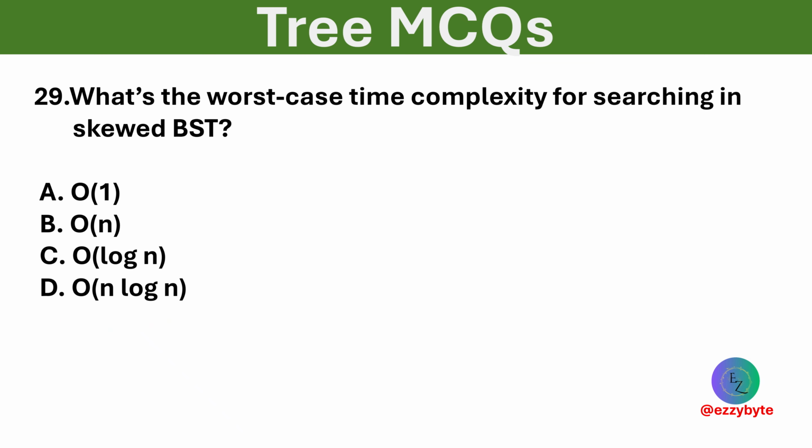What is the worst case time complexity for searching a skewed binary search tree? Options are O(1), O(n), O(log n), and O(n log n). Option B is correct. A skewed tree becomes like a linked list.